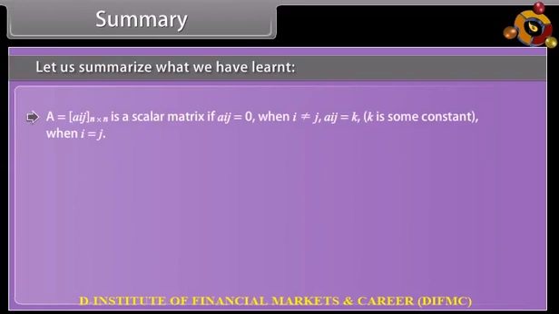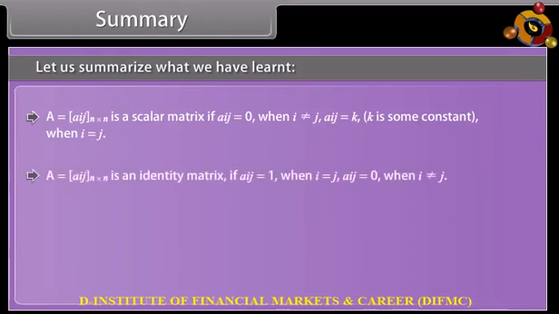A = a_ij, n by n, is a scalar matrix if a_ij is equal to 0 when i is not equal to j, and a_ij is equal to k, where k is some constant, when i is equal to j. A = a_ij, n by n, is an identity matrix if a_ij is equal to 1 when i is equal to j, and a_ij is equal to 0 when i is not equal to j. A zero matrix has all its elements as 0.